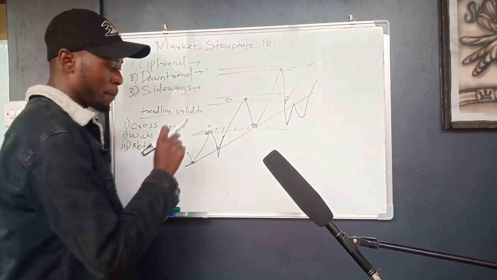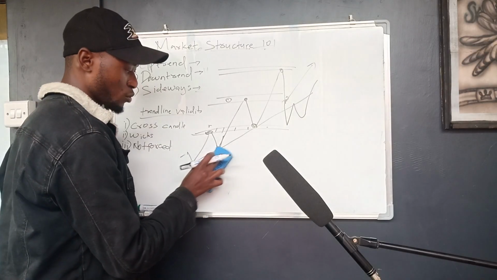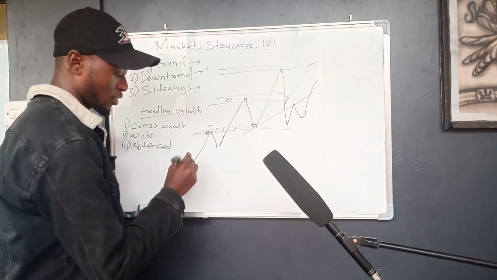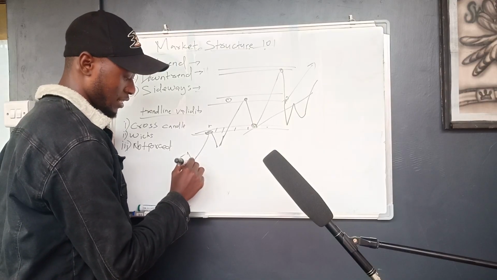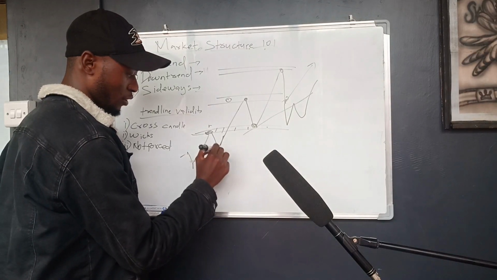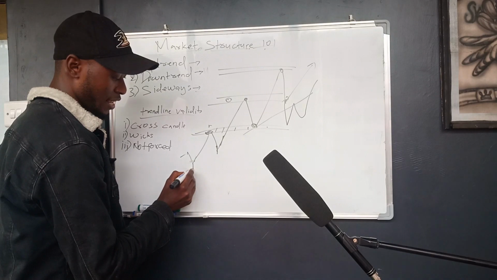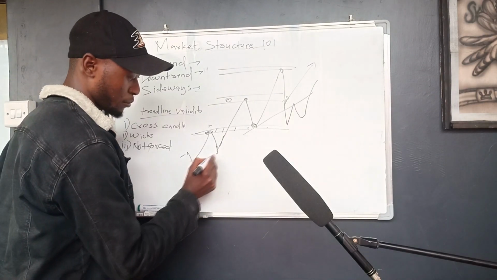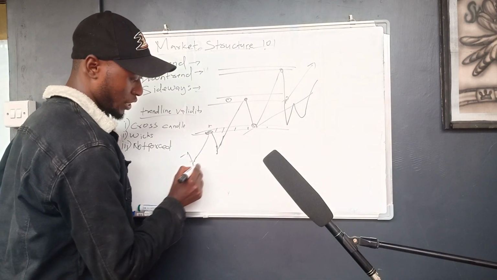So for the best trend lines, it has to touch the wicks of the first low. So let's say this is the first low, then the second low. This is the extreme point, and this is also the extreme point. Check the trend line through here and here.